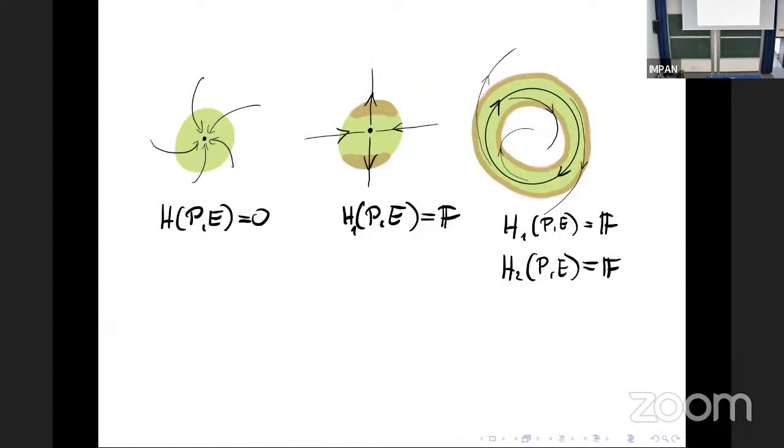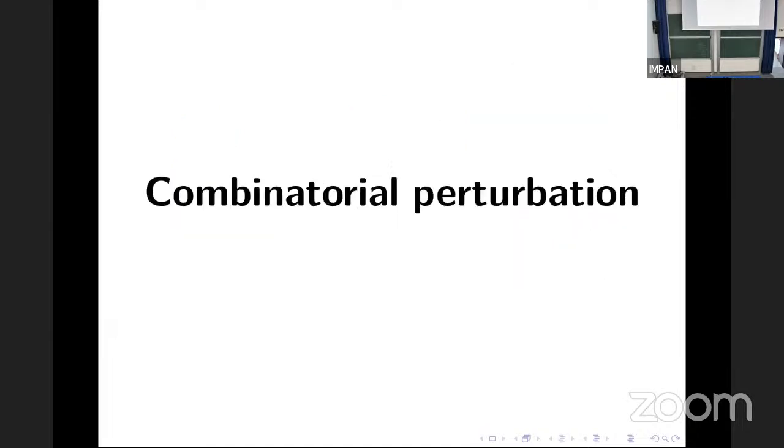This is an example of the Conley index. Here, this attractor should have one generator in degree 0. Okay.